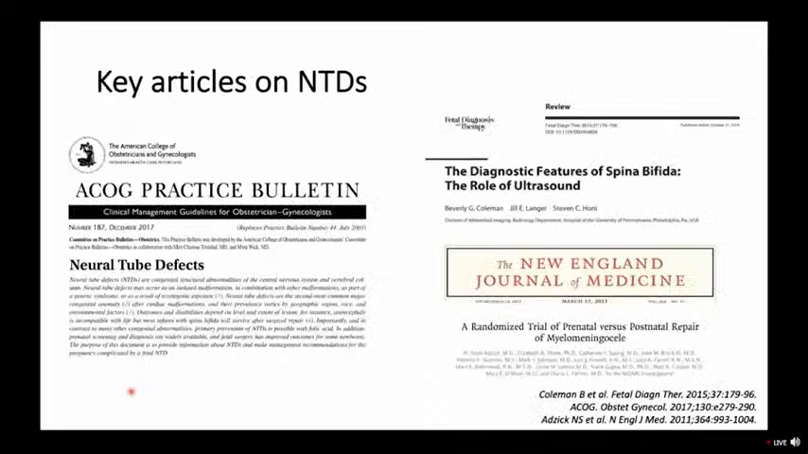Couple good articles: American College of Obstetricians and Gynecologists Practice Bulletin on neural tube defects from 2017. Beverly Coleman, The Diagnostic Features of Spina Bifida, the Role of Ultrasound, a really nice article. And if you're interested in the actual surgical repair of spina bifida, this article here by Dr. Adzick tells you all about those pre and post outcomes when we actually repair spina bifida in utero.